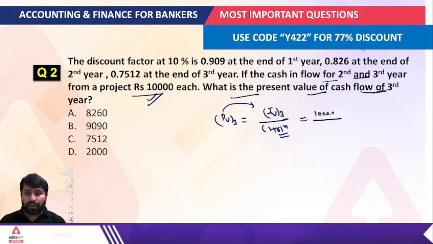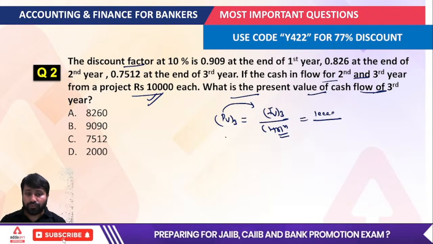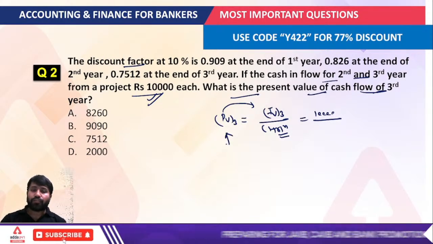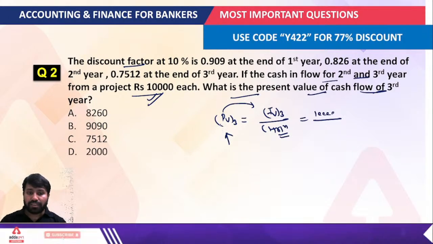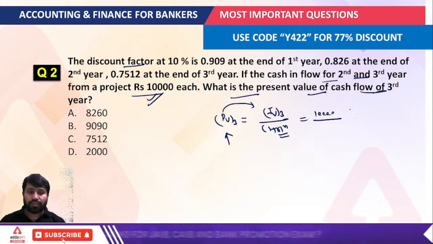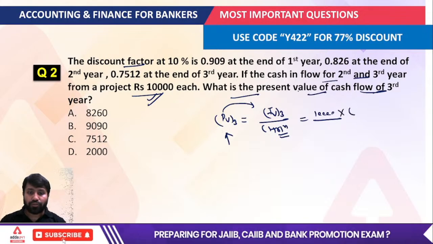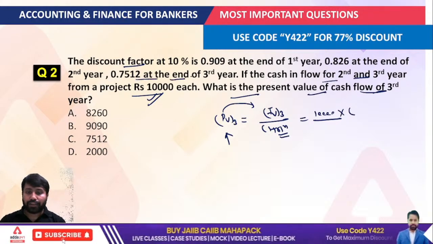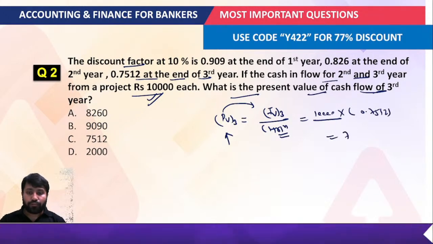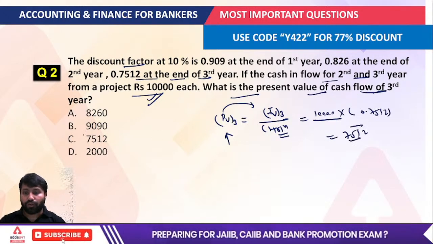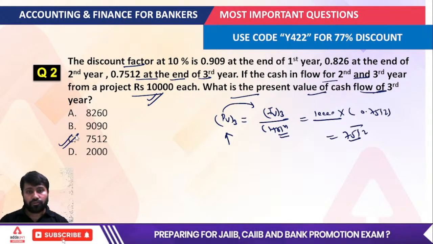And now the discount factor for the third year, because we have to find out the present value of the cash flow for the third year. That would be equal to 10,000, multiplied with your discount factor at the end of the third year, which is given as 0.7512. So that would be equal to 7512. That would be your answer for this question.